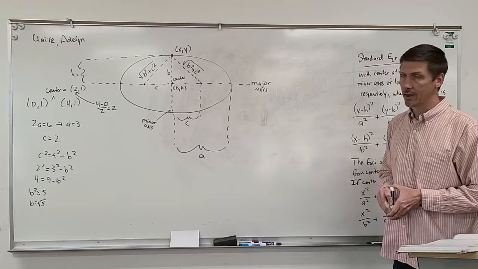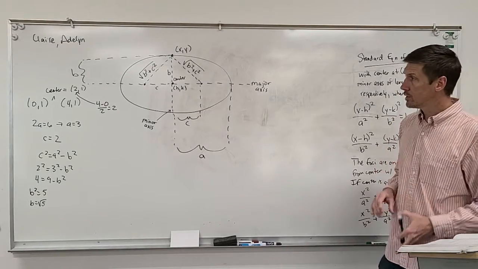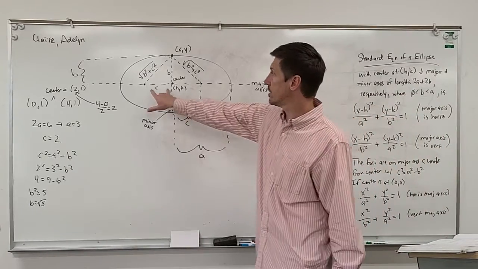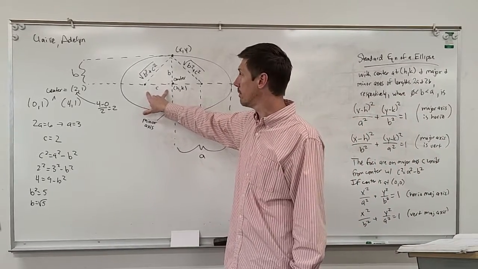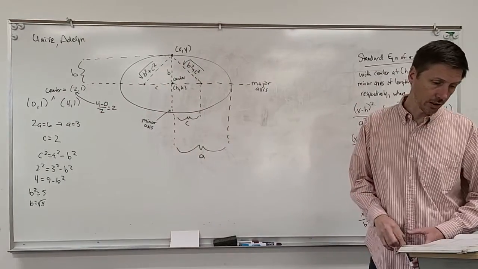Does everybody see how I got that? Oh, wait, why do we know C is 2 again? We know C is 2 because this is the distance from the foci to the center. Okay, right? And we've got all of that information right here. It's really easy to see from this one.